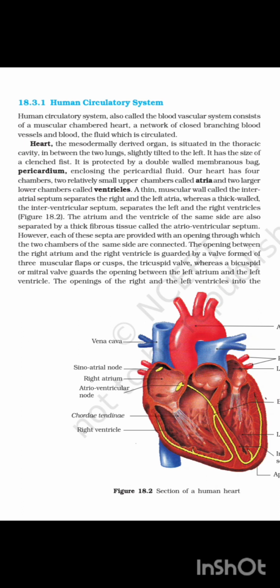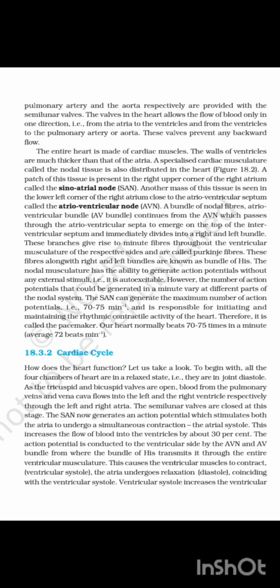However, each of these septa is provided with an opening through which the two chambers of the same side are connected. The opening between the right atrium and the right ventricle is guarded by a valve formed of three muscular flaps, or tricuspid valve, whereas the bicuspid or mitral valve guards the opening between the left atrium and the left ventricle. The openings of the right and the left ventricle into the pulmonary artery and the aorta respectively are provided with semilunar valves. Figure 18.2 Section of human heart. The valves in the heart allow the flow of blood only in one direction, from the atria to the ventricles and from the ventricles to the pulmonary artery or aorta. These valves prevent any backward flow.